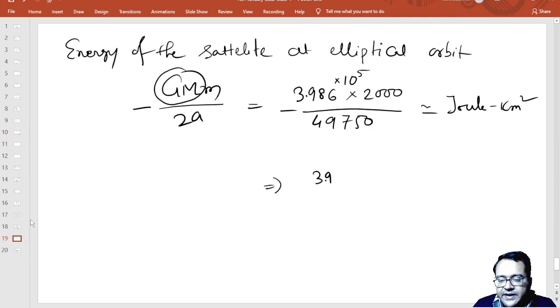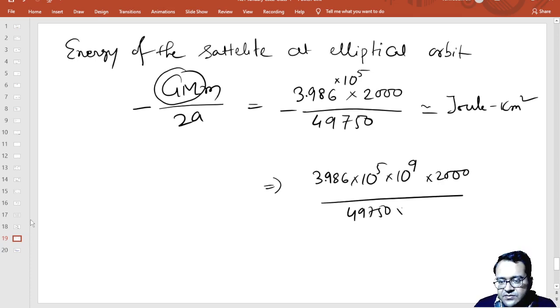Okay, and if you need it the other way, so you could have 5 meter 3 kilometer cube, so that should be a 9 and 2000, 49750 into 10 to the power 3, that is joule to meter something. This kilometer to meter, I always prefer to bring everything in meter, so this you can do.